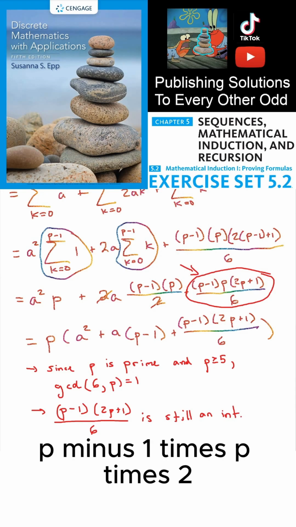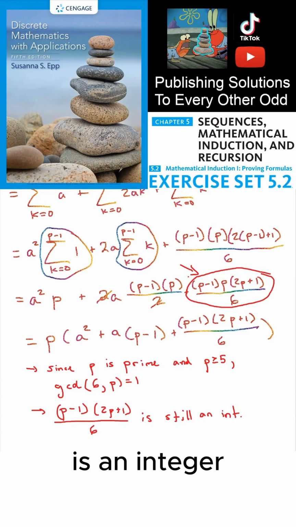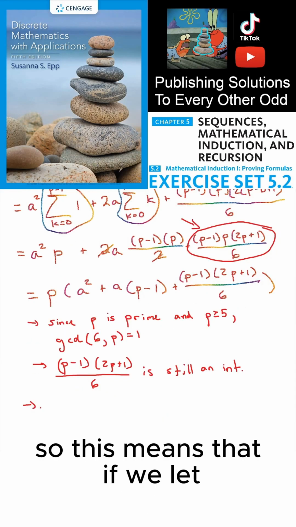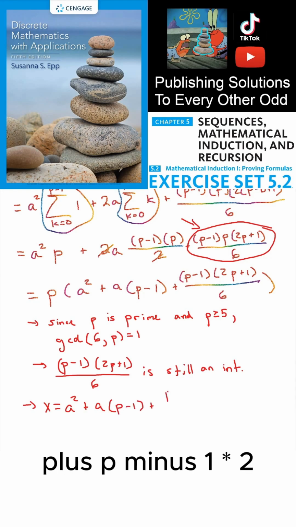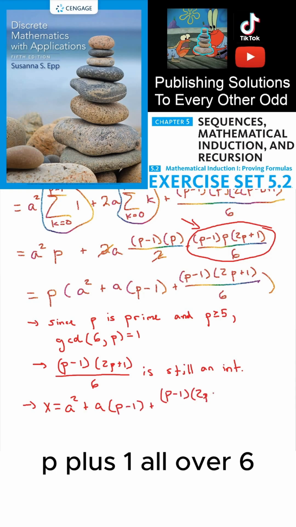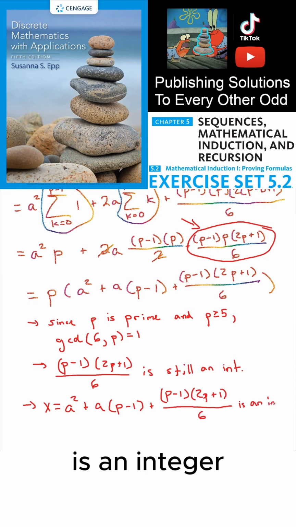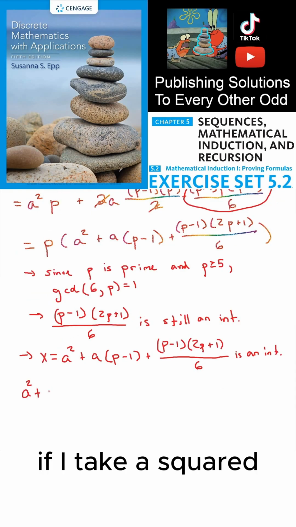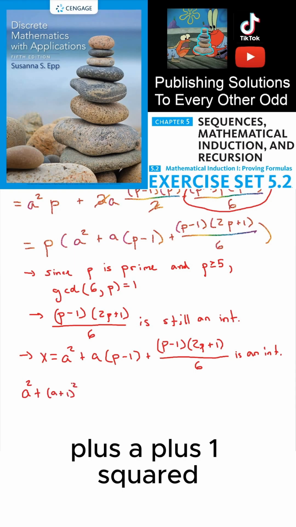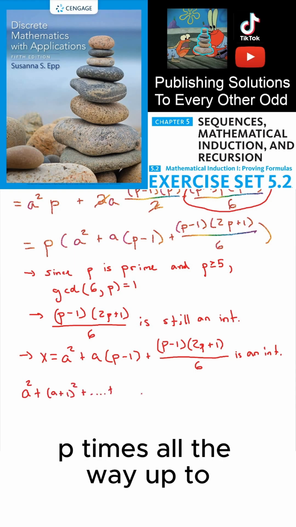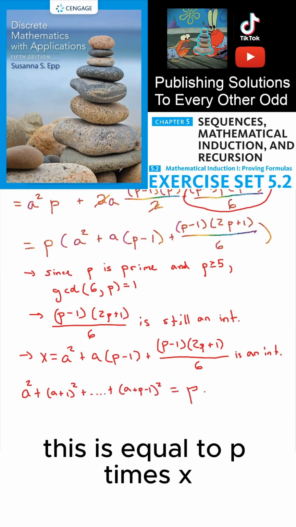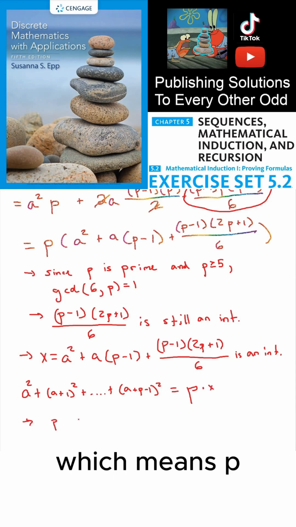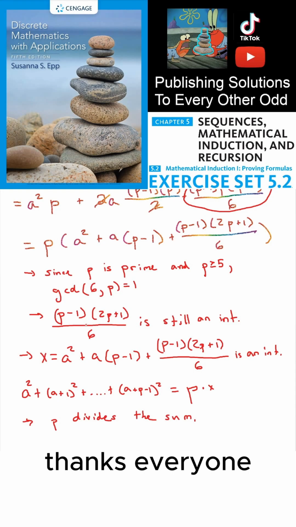(p minus 1) times p times (2p plus 1) all over 6 is an integer, since this is the result of a summation of integers. So this means that if we let x equal a squared plus a times (p minus 1) plus (p minus 1) times (2p plus 1) all over 6, x is an integer. So that means if I take a squared plus (a plus 1) squared, and I do this p times, all the way up to (a plus p minus 1) squared, this is equal to p times x, which means p divides the sum. And that's our proof. Thanks, everyone, and I'll see you in the next video.